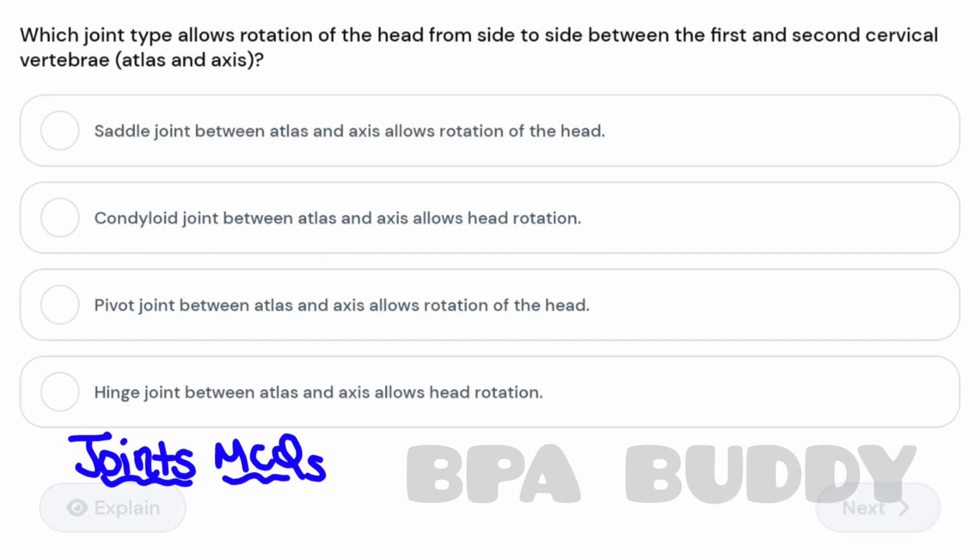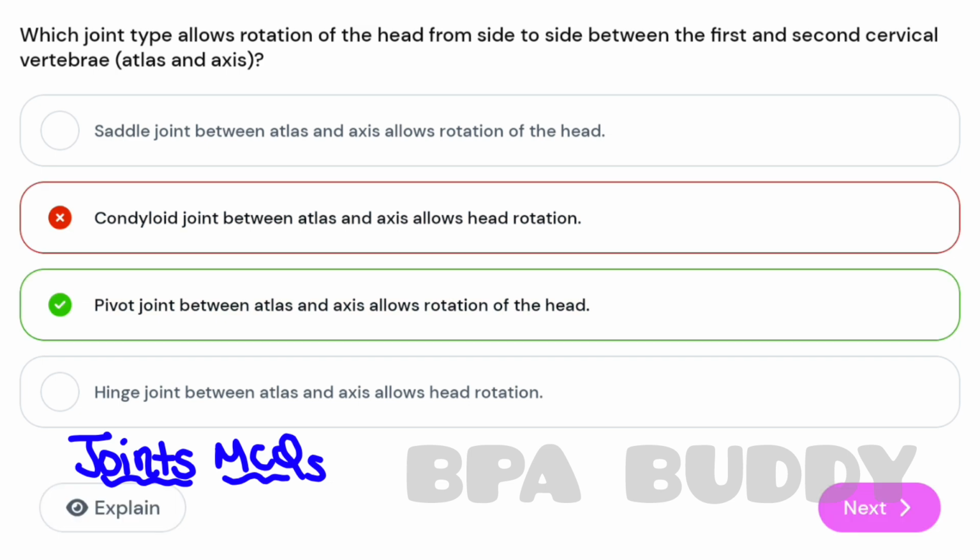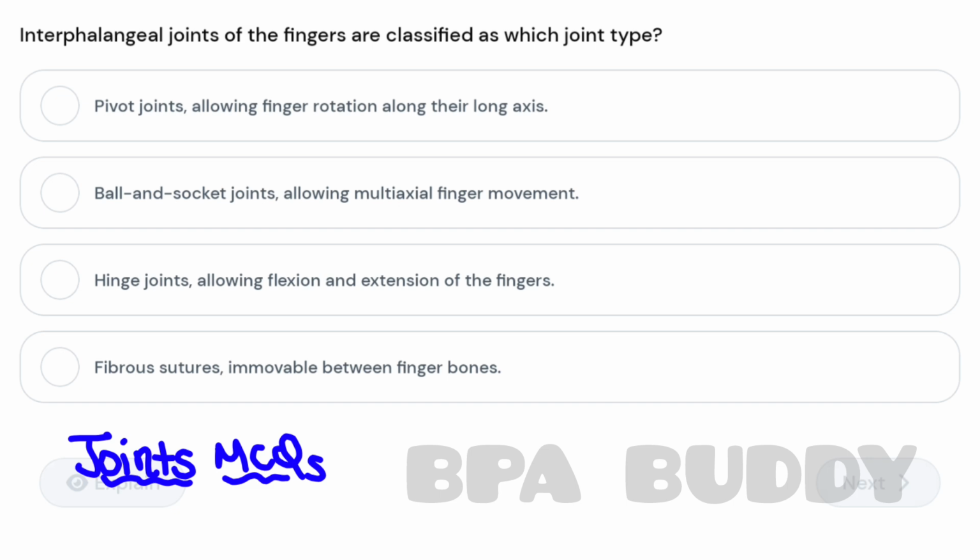Which joint type allows rotation of head from side to side between the first and the second cervical vertebrae, which is atlas and axis? Okay, it is pivot. Let's see the explanation for this. Atlantoaxial articulation is a pivot joint that permits rotational movement of head. Okay, let's move on to the next one.